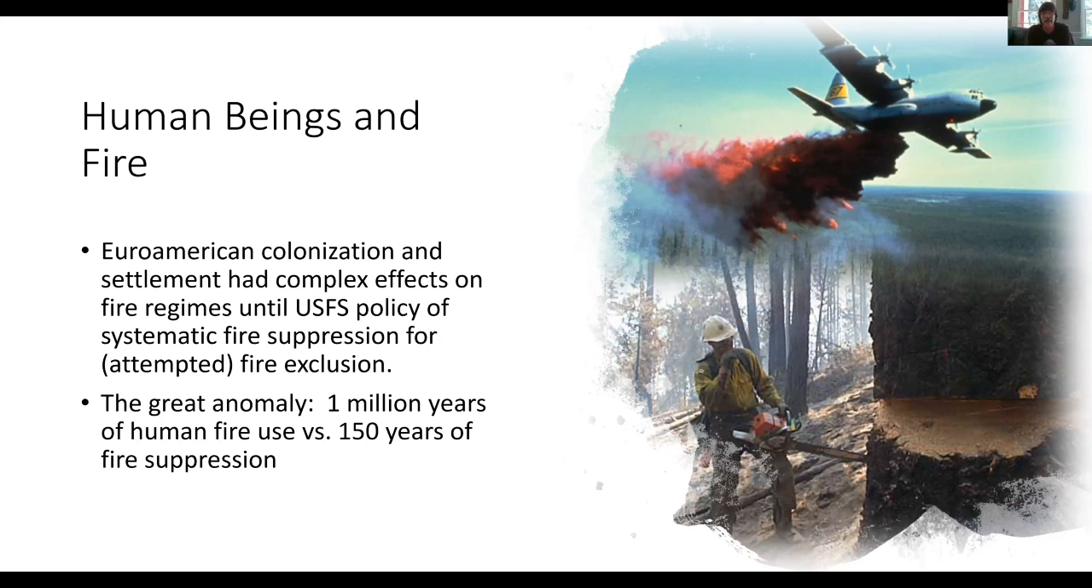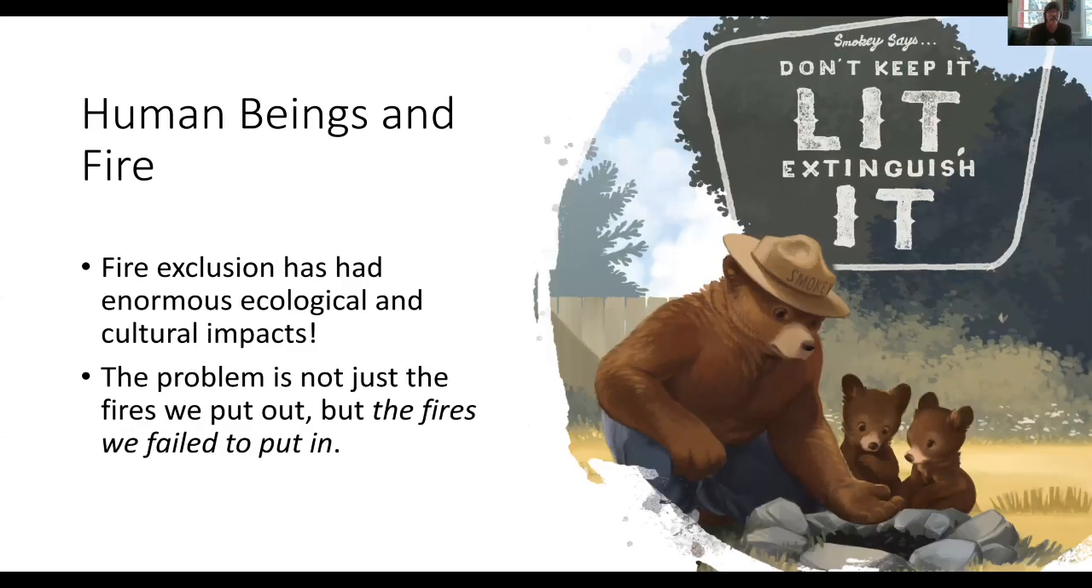So here we have a great anomaly: 1 million years of human fire use versus approximately 150 years of fire suppression. We just suffer from a kind of cultural amnesia of our species' unique relationship, vital reciprocity with fire and the land. So it has had enormous, not just ecological impacts, but cultural impacts too. Some people would argue this is part of what makes us human. It might be human beings' ecological role on Earth to steward the land with fire.